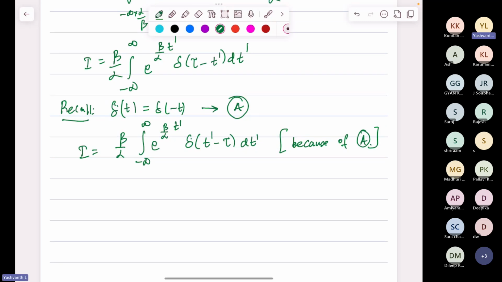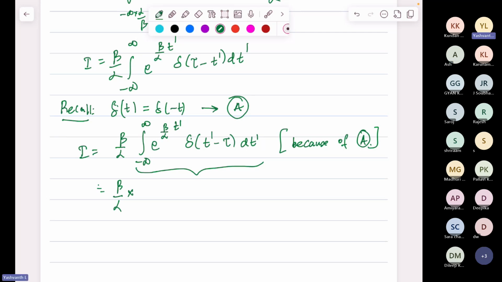Now, can anyone tell me? This is the same as beta by alpha. Can anyone tell me what this answer is? Yes, sir, hello. Tell me. Sir, can you hear me? Yeah, I can hear you. Sir, we can use the property of the integral from minus infinity to infinity of x of t delta of t minus t dash equals x of t dash.